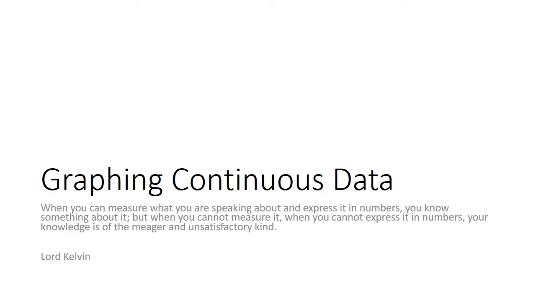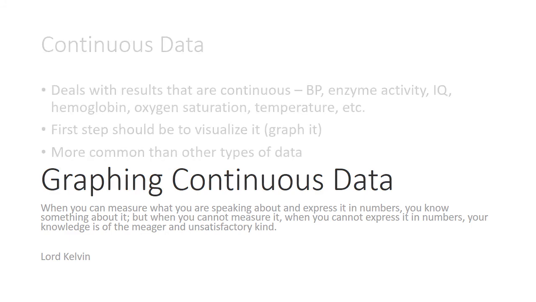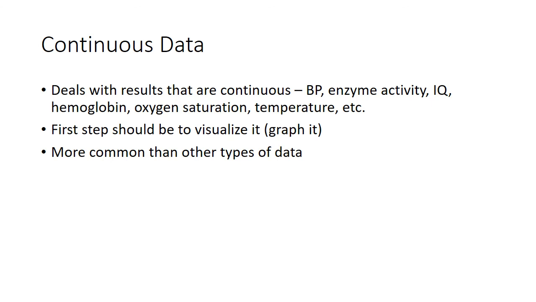Okay, so now we're going to look at how we can graph our continuous data to help us make sense of it. So continuous data is going to be dealing with results that are continuous in nature. For instance, if you're looking at things like blood pressure, there's an established difference between values that stays the same along the entire course. So the difference between 10 millimeters of mercury of blood pressure to 20 is going to be the same as the difference from 90 to 100. You can do this with hemoglobin concentrations, oxygen saturation, temperature, anything like that.